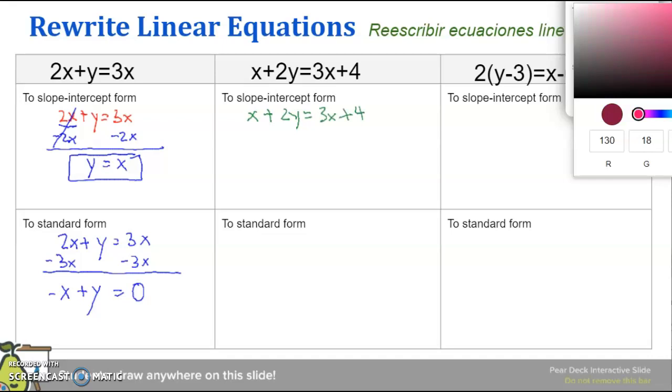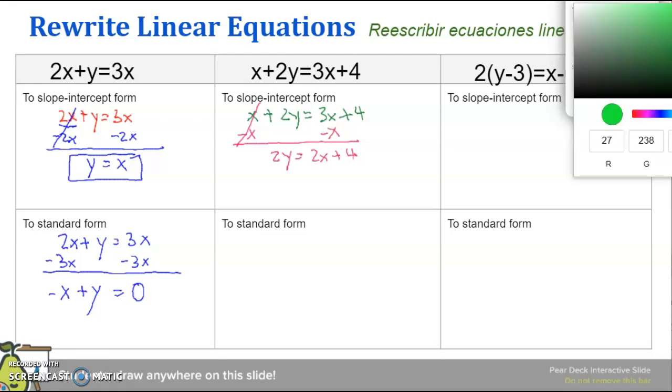And again, we want to get rid of this x here. So how do I get rid of this x? I am going to subtract x from both sides. And since x's and x can be subtracted together, I'm going to put it right underneath. So I have 2y is equal to 3x minus x is going to be 2x plus 4.